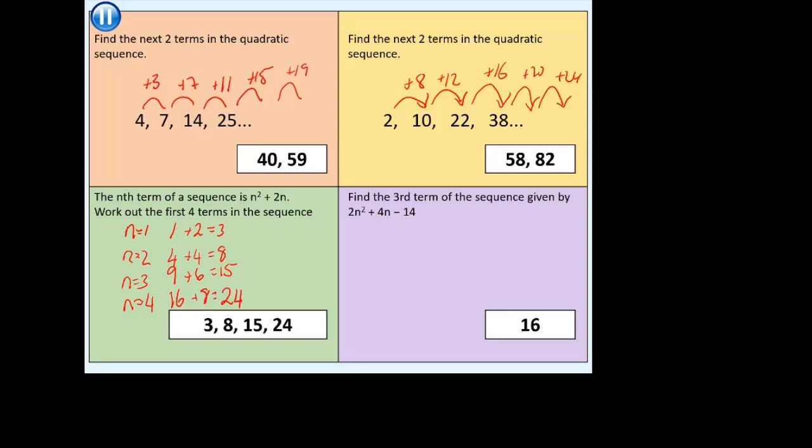For the purple one, you need to substitute n is 3 into the expression, so you have 2 times 3 squared plus 4 times 3 minus 14. 3 squared is 9, times 2 is 18, 4 times 3 is 12, and then you have minus 14. 18 plus 12 is 30, 30 take 14 is 16.